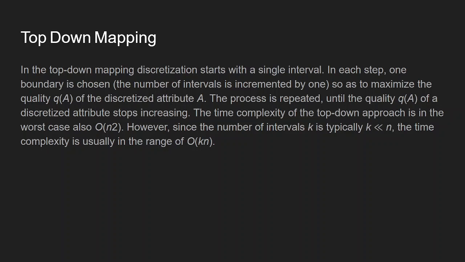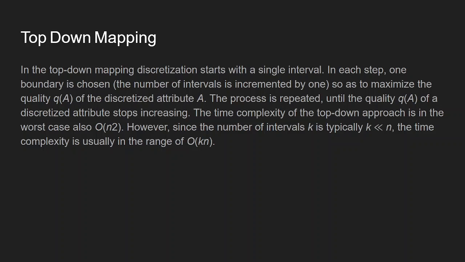Coming to the top-down mapping: in top-down mapping, discretization starts with a single interval. In each step, one boundary is chosen and the number of intervals is incremented by 1 so as to maximize the quality Q(A) of the discretized attribute A. The process is repeated until the quality Q(A) of the discretized attribute stops increasing, and the time complexity of the top-down approach in the worst case is O(n²).